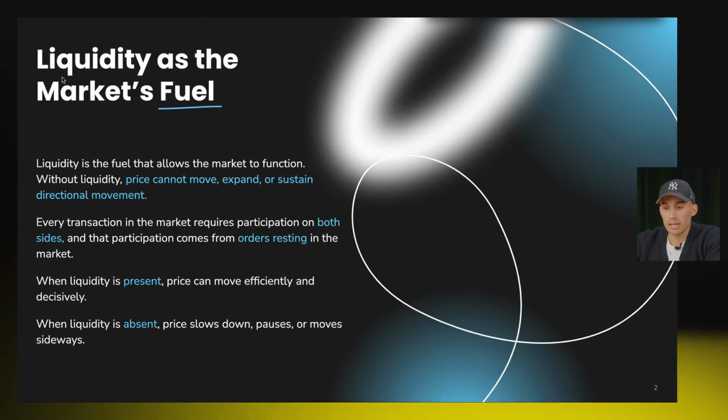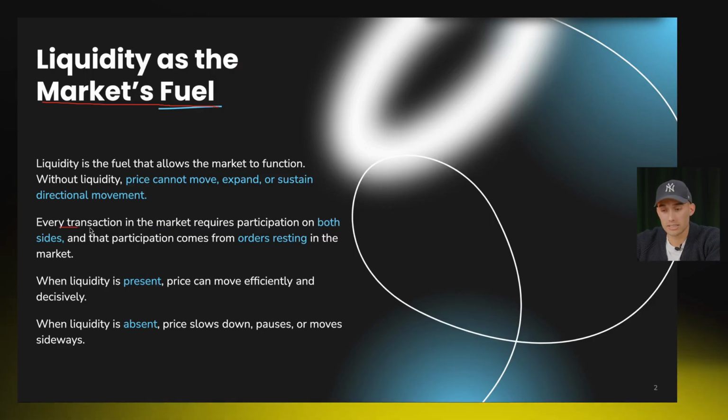So liquidity as the market's fuel. Okay, I need you guys to remember that for the future. Liquidity is the fuel that allows the market to function. Without liquidity, price cannot move, expand, or sustain directional movement. Basically, we use liquidity as our direction, as our bias, and then again, all the way to the end for our entries. How we use it determines our direction, and that's very, very important. Because with no liquidity on the charts, how do we know where price is going, right?